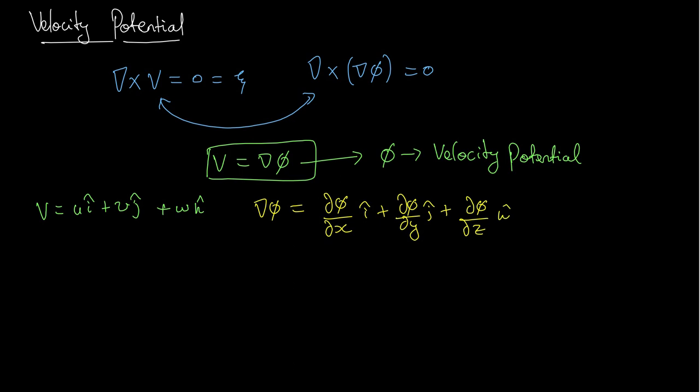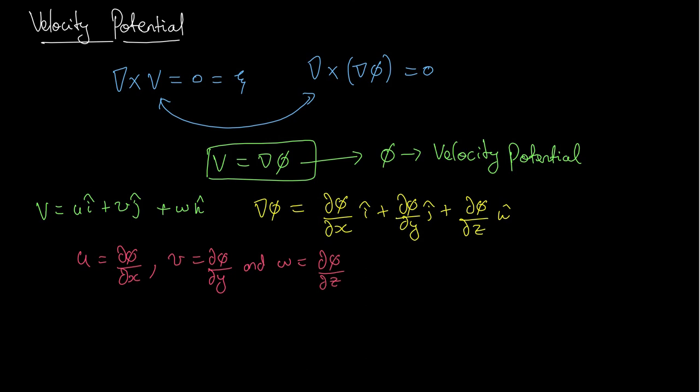So these are the different components of the scalar function, and by comparing these two, we can write u equals dou phi by dou x, v equals dou phi by dou y, and we have w equals dou phi by dou z.